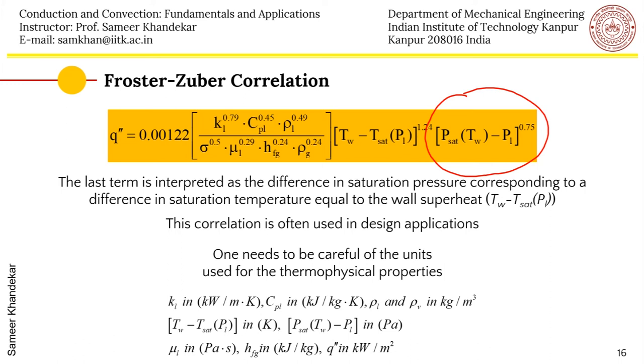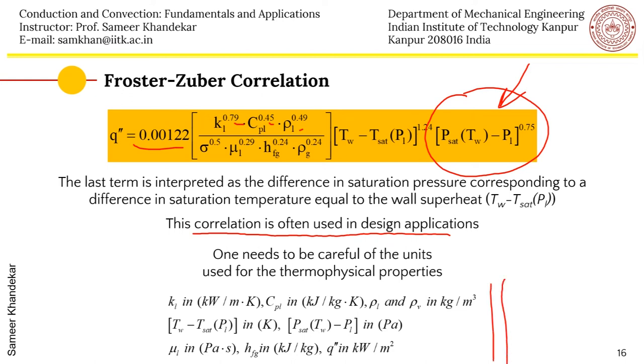But as you can see, it also has these empirical coefficients or exponents. And one has to be careful about the units, otherwise the answer will be wrong. For example, the liquid conductivity has to be in kilowatt per meter Kelvin, the specific heat has to be in kilojoule per kg Kelvin, and so on, as it has been written on the screen. So this is another example of the complex process of pool boiling and people trying to model it.